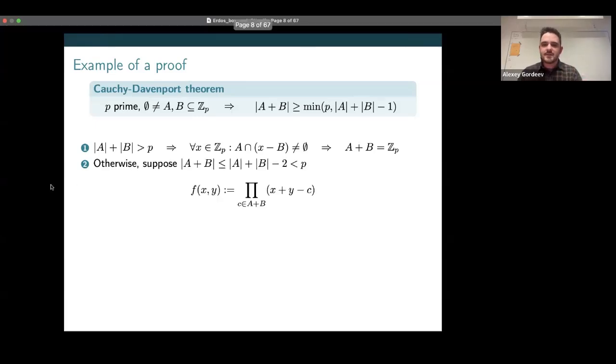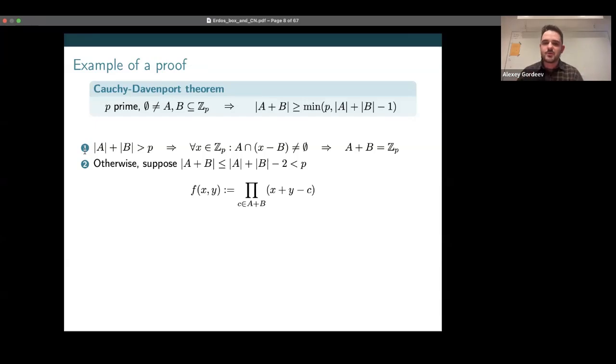Now let's consider the opposite case, and let's suppose the theorem is not correct. So the sumset is of size less than size of A plus size of B minus 1. So it's of size at most size of A plus size of B minus 2, which in particular is less than P because we have already considered the case where the sum of the sizes of A and B is large.